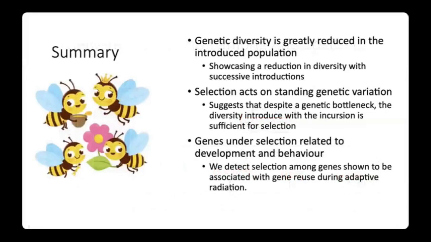So in summary, we find that genetic diversity among the invasive population is greatly reduced, showcasing that with each sequential introduction, a bottleneck has contributed to the reduction in overall genetic diversity. Selection in the Australian population seems to be occurring on standing genetic variation relative to novel mutations, and this genetic variation is suspected to have come from the progenitor populations. And this suggests that despite having a genetic bottleneck and seeing this reduction in diversity, there is sufficient variation for adaptation to occur within this particular population.